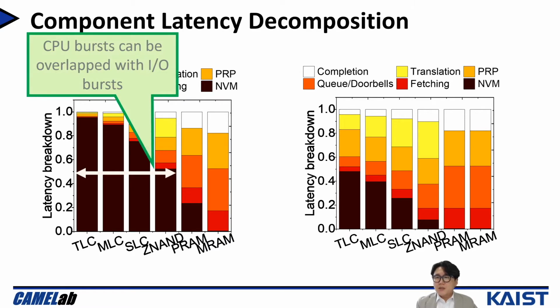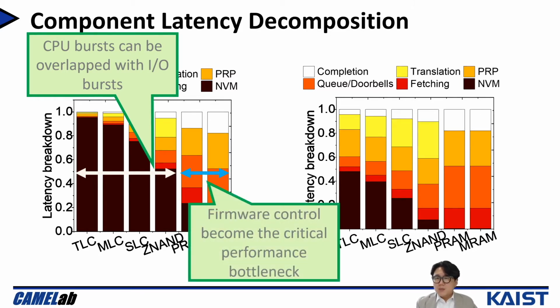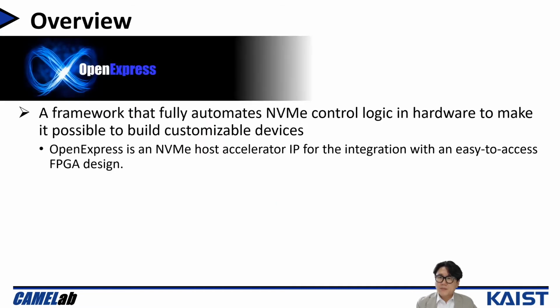As shown in the figure, the CPU burst can be overlapped with the I/O burst for flash memory cases. What this means is that the many-core or multi-core SSD is sufficient to hide firmware execution behind NAND I/O activity. However, since emerging SCM latency gets close to DRAM performance, the firmware control can become the critical performance bottleneck.